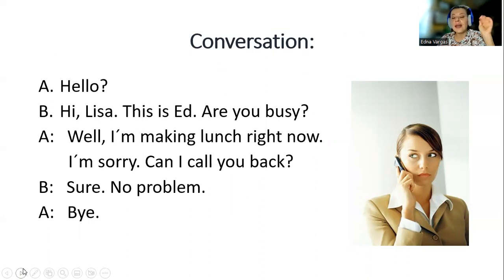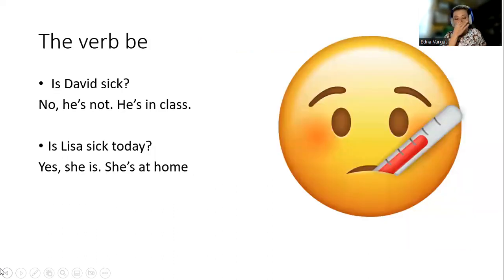Another conversation that we can work with is this. I can say something like, hello. Remember, that is the formal greeting. And the answer can be something like, hi, Lisa, this is Ed. I'm Edna, so the abbreviation can be Ed. Are you busy? Well, I'm making lunch right now. I'm sorry, can I call you back? Sure, no problem. Bye. I want you to notice that when I'm using the present progressive, it is also followed by words that talk about the moment, like I'm making lunch right now.